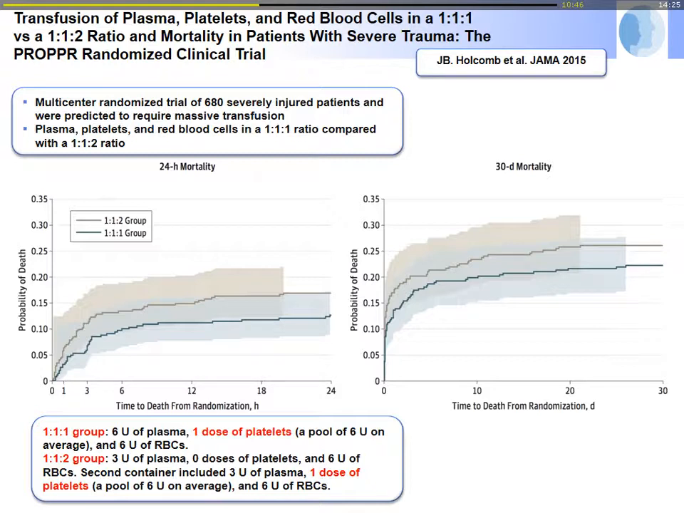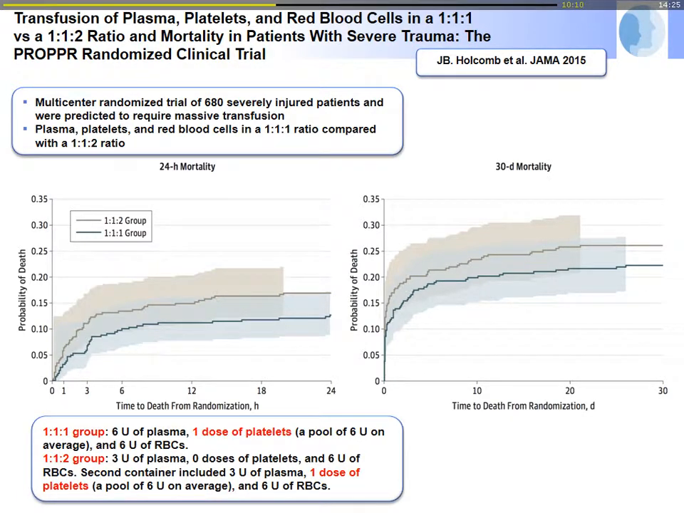So what is the good ratio between FFP and red blood cells? This very famous study, the Holcomb study, compares two ratios: a ratio where they give plasma, platelets, and red blood cells in a 1-1-1 ratio, and they compare this to a 1-1-2 strategy. And you can see that in terms of mortality, there is no difference between these two strategies.